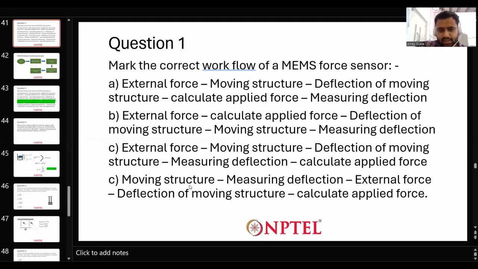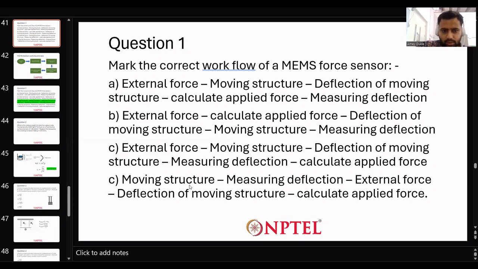I think this is fairly well known to you, because we need to measure the external force. So the external force will always be applied, and we have to calculate the applied force.